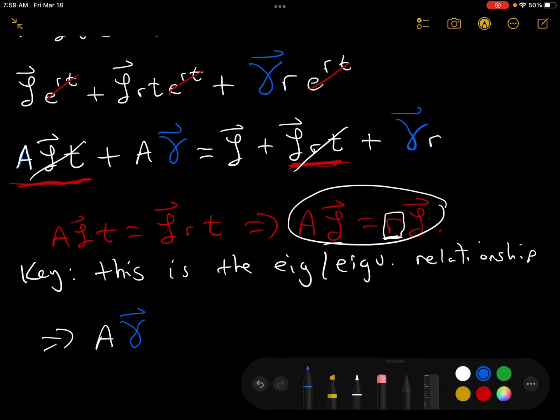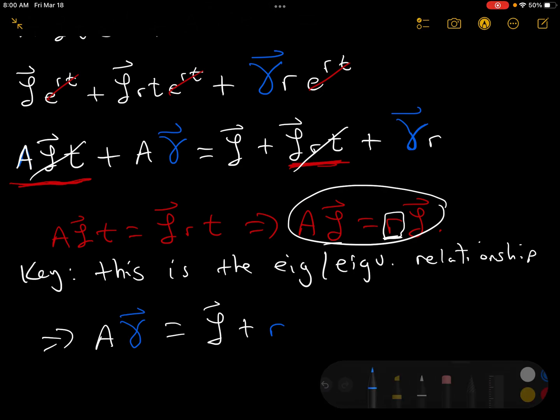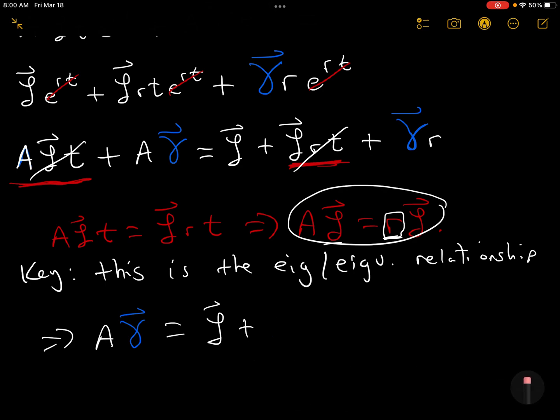I lost something. Oh no. Plus gamma R. Been a while since I worked with this thing. Plus gamma R. Okay.